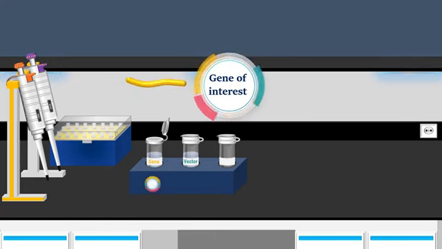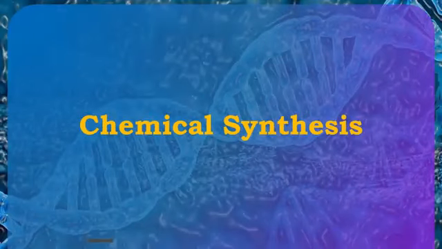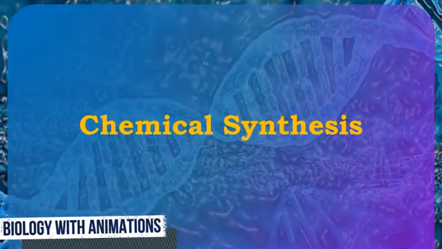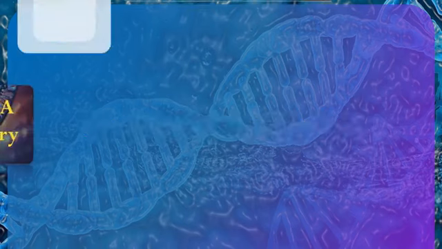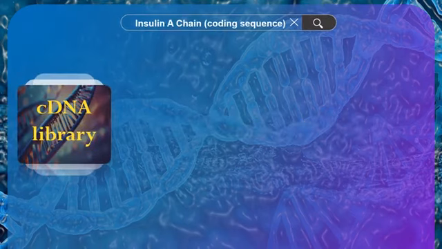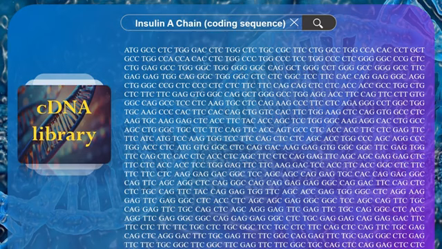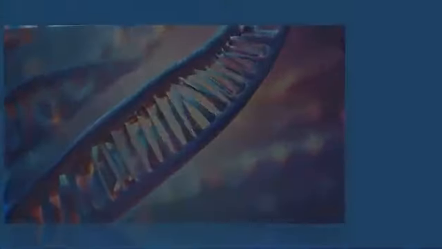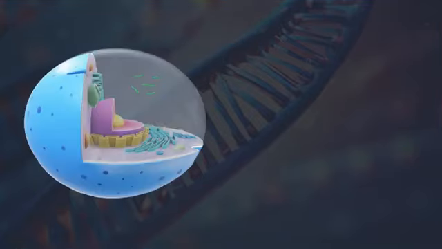Insulin, for example. Our gene of interest can be chemically synthesized, but first, we need to know its code sequence. For this purpose, today we utilize complementary DNA libraries to collect the desired gene's DNA sequence. But first, let's delve into how these libraries are constructed.